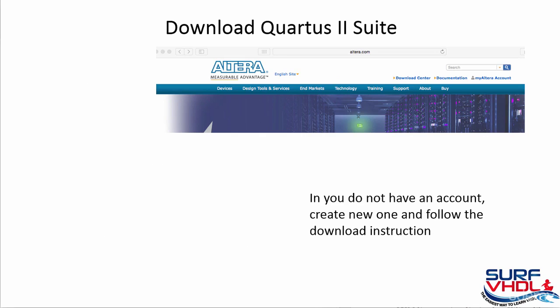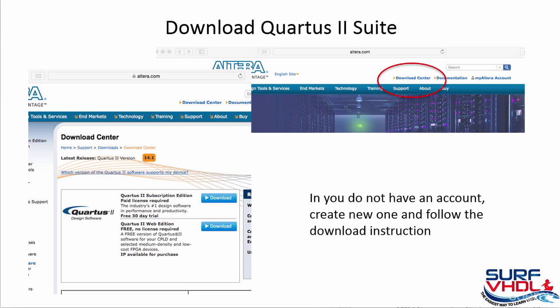To download the Quartus II suite, you have to go to altera.com, click on Download Center, and in the Download Center you have to choose Quartus II Web Edition. If you don't have an account, you have to create one and follow the download instructions. After downloading, install the Quartus II software and follow the installation instructions.